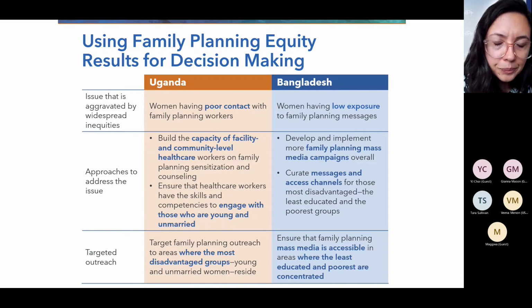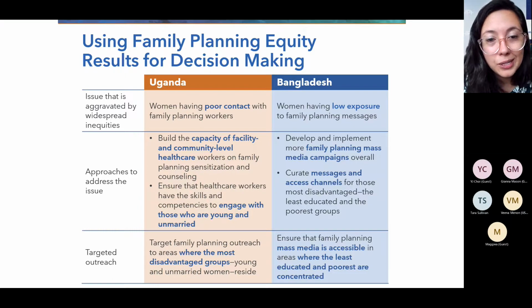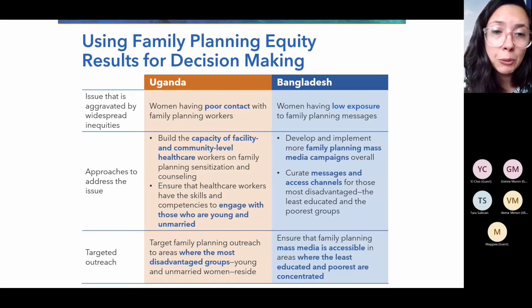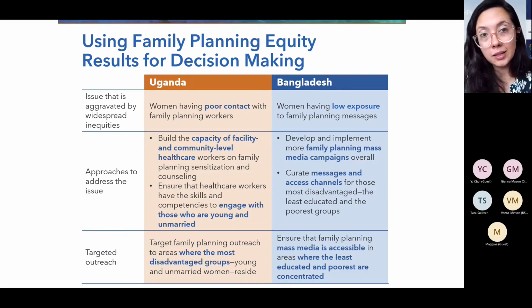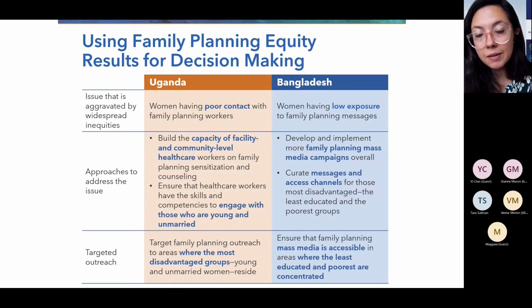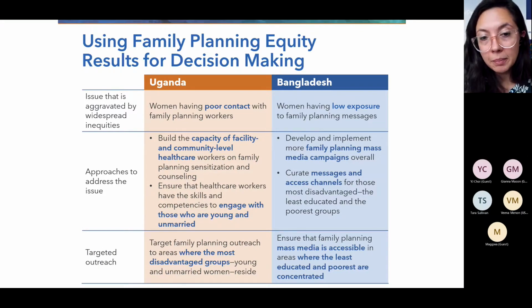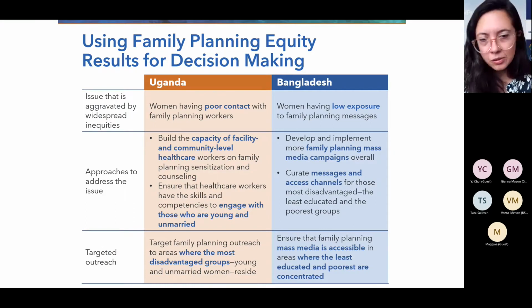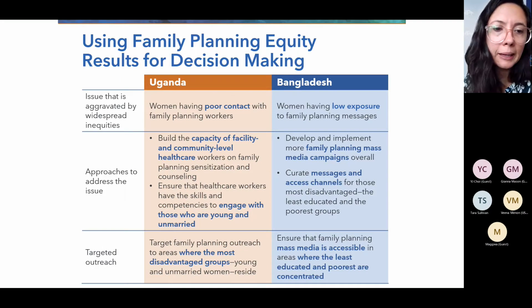Likewise, another approach to addressing the issue may be to ensure that healthcare workers have the skills and competencies to actually engage with the groups that you saw experience the most inequitable outcomes, because it's clearly the youngest and unmarried women. So maybe it's an issue of those healthcare workers simply not being capacitated and having family planning conversations and telling these subgroups about family planning. Maybe there's a level of provider bias that needs to be addressed. So there's quite a lot here to potentially unpack.